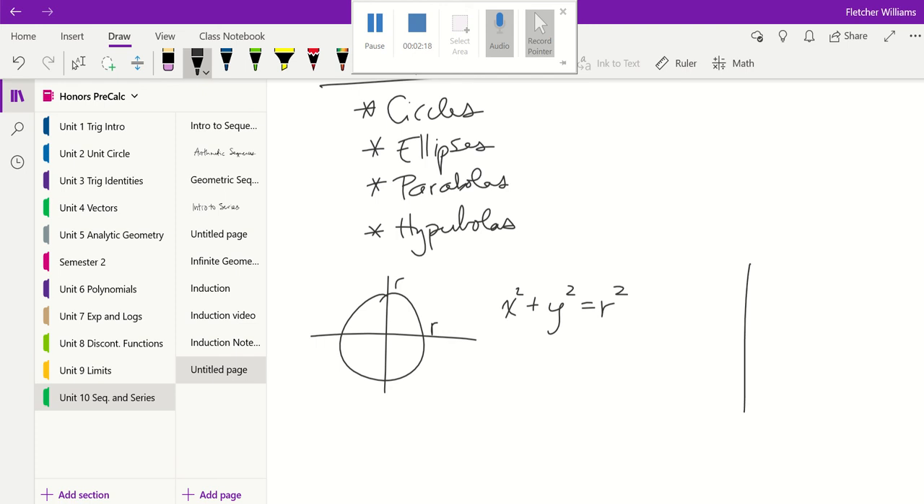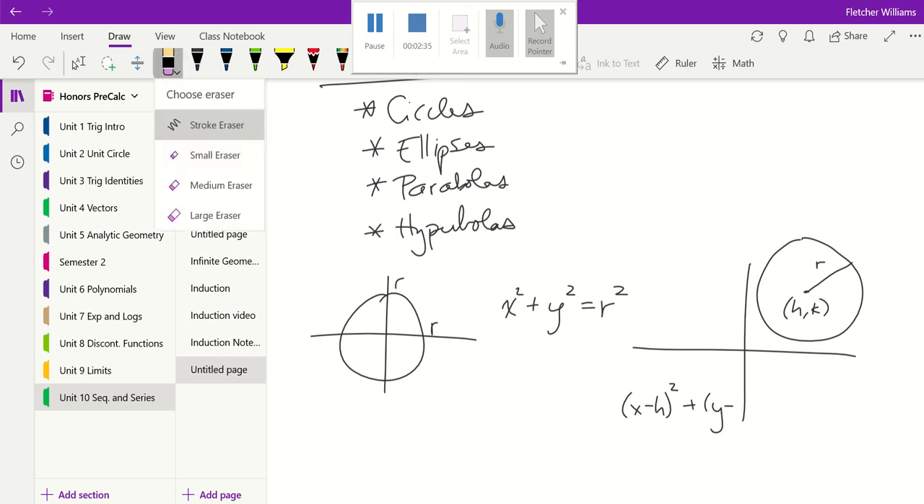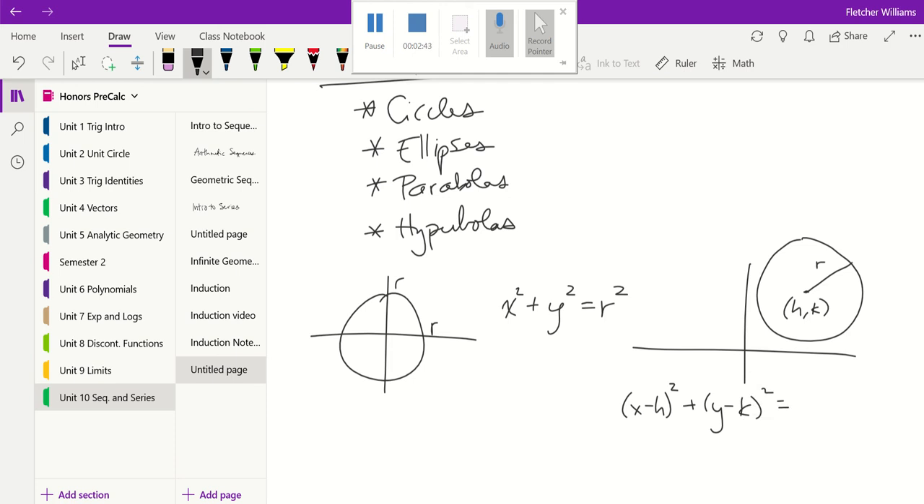What about a circle off-center? Centered at some point (h, k) of radius r. X minus h squared. Go ahead, Dylan, you're doing it. Plus y minus k squared. Yep, y minus k squared equals r squared. So pretty simple. So circles.